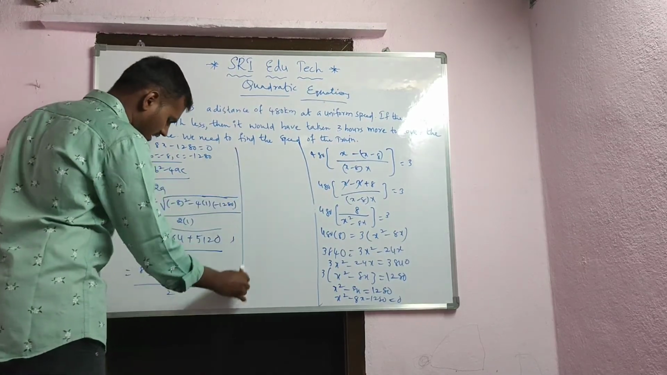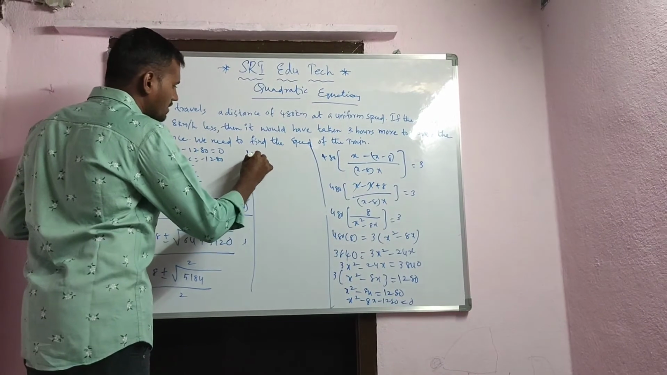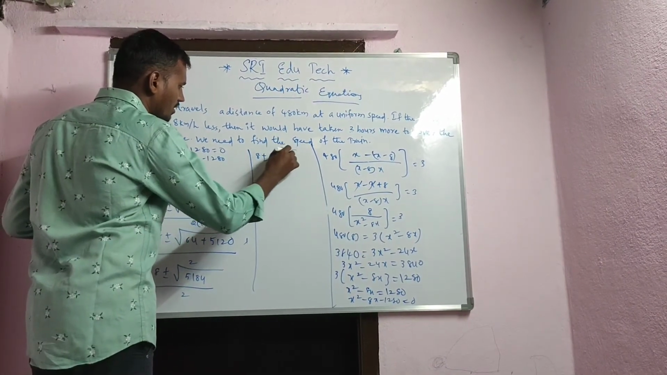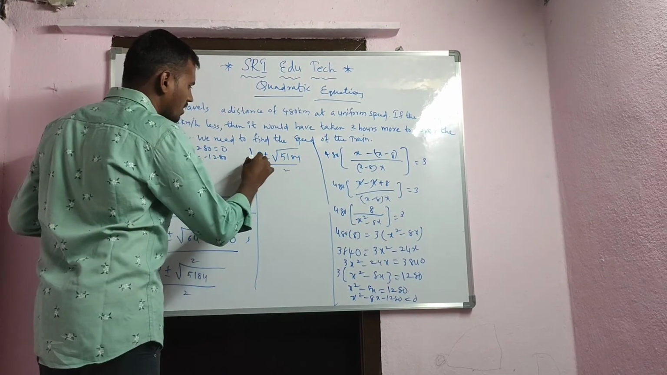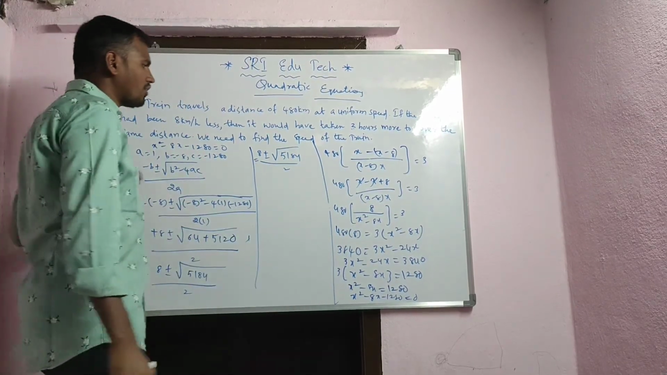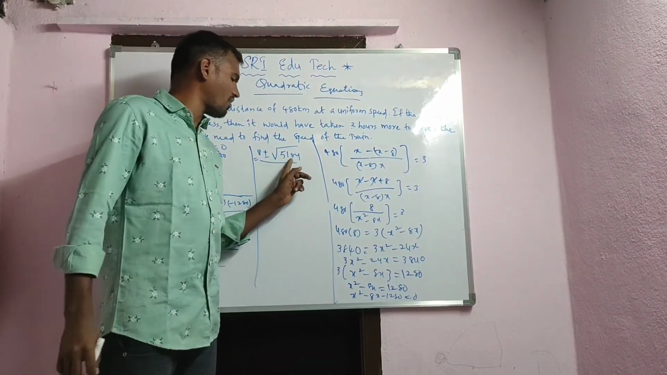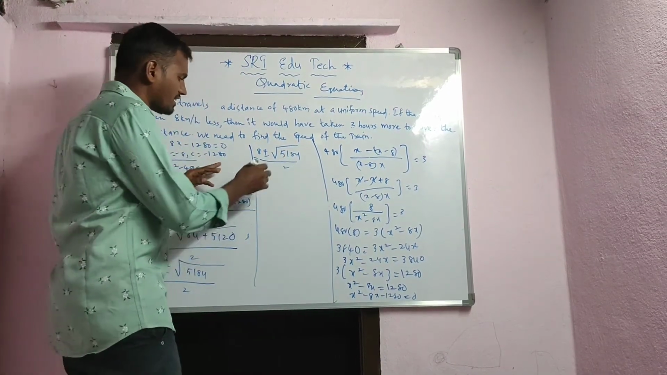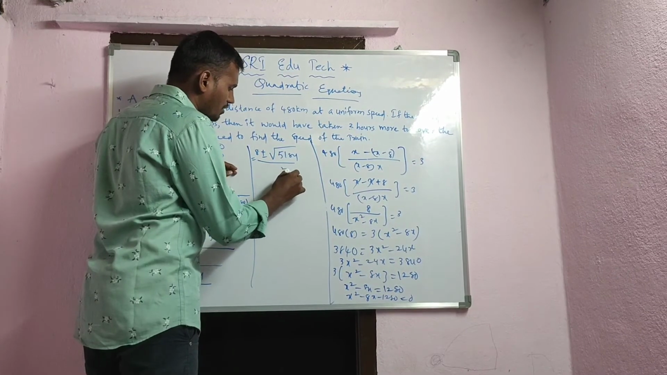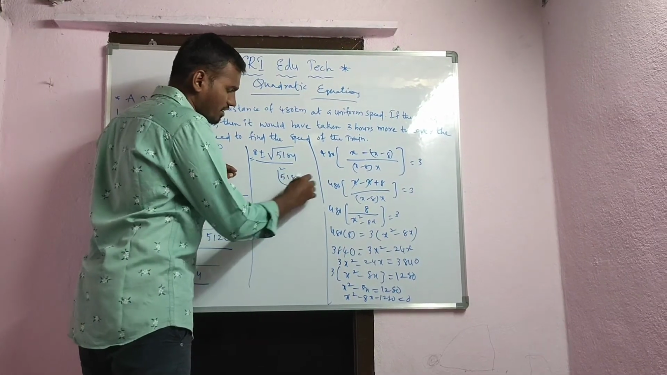See, 8 plus or minus the root of 5184 by 2. Now we have to find the factors of this, 5184. I am finding 5184 by using the LCM method. You have to find it.